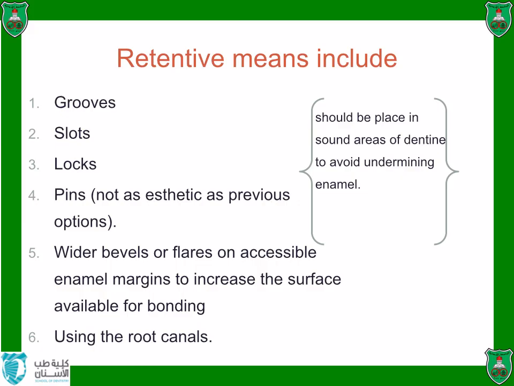This could be possible. You can use wider bevel or flare on accessible enamel margin to increase the surface available for bonding, and sometimes you can use root canals if the tooth has an RCT. So again, determine what retentive means that you can use to retain your restoration, and the need for direct or indirect restoration.